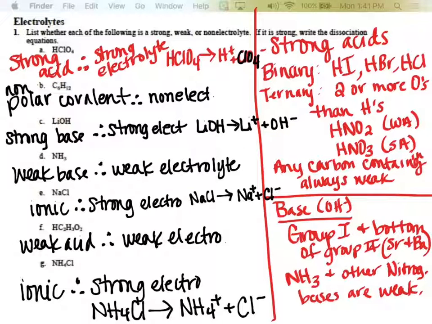and Cl minus. So you only break up the strong electrolytes? You only break up the strong, because it's 100% dissociation. So that's why we break them up. Would you be able to tell the partial dissociation? No, we wouldn't be able to tell how much is breaking up.